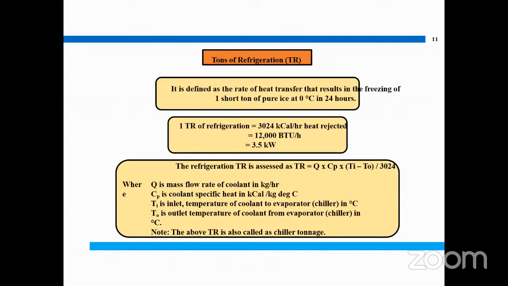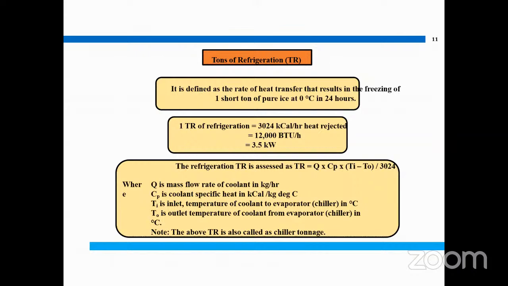The refrigeration TR is assessed as TR equal to Q into CP into TI minus TO divided by 3024. So here Q is the mass flow rate of coolant in kg per hour. CP is the coolant specific heat in kilocalorie per kg per centigrade. TI is the inlet temperature of the coolant to the evaporator.